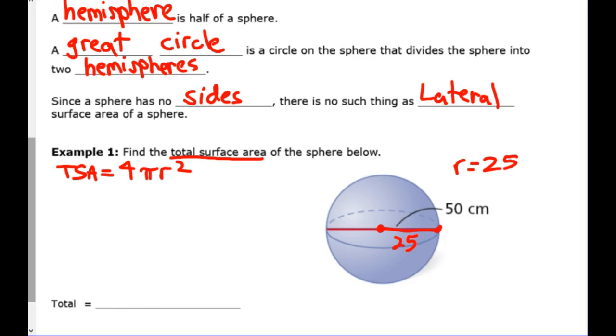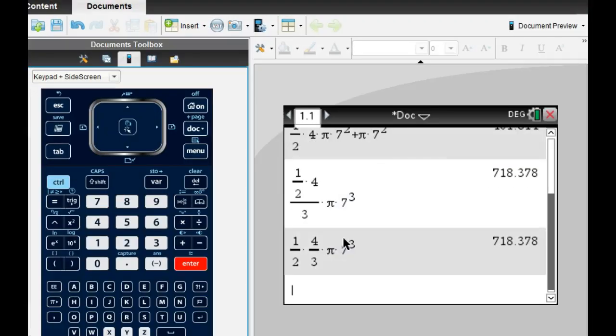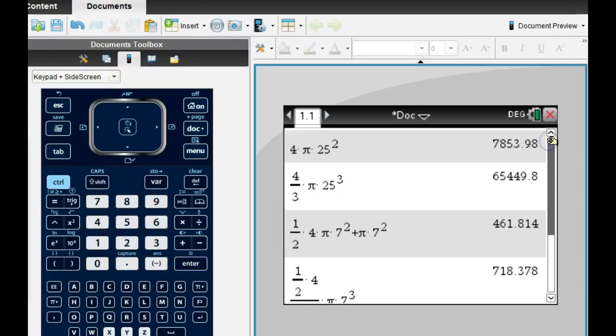You got something to write with? All right. So let's fill this in. 4 pi and then 25 squared. Let's take it to the calculator. 4 pi 25 squared. I got it up here. For 4 pi 25 squared, I got 7,853.98.